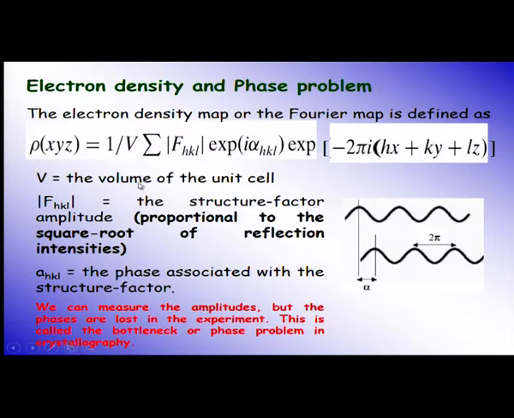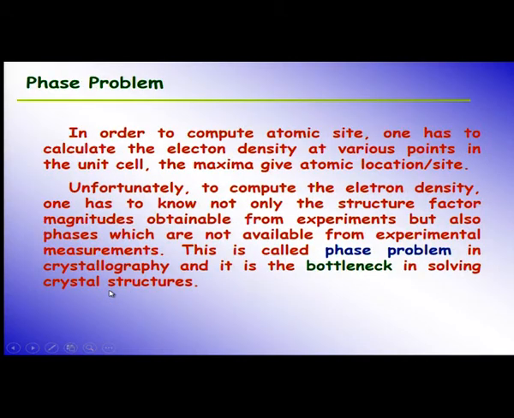As we already know, once you know the unit cell parameters a, b, c, alpha, beta and gamma, the volume is known. The amplitude comes from experiment by taking the square root of the measured intensities, and alpha is the unknown called the phase associated with the structure factor, which is coming from the direct methods. So, as I told you, this explains the phase problem. In order to compute atomic sites, one has to calculate the electron density at various points in the unit cell and the maxima give the atomic location or site, because only at atomic sites do we have electron density distribution; at non-atomic sites the electron density will be 0.